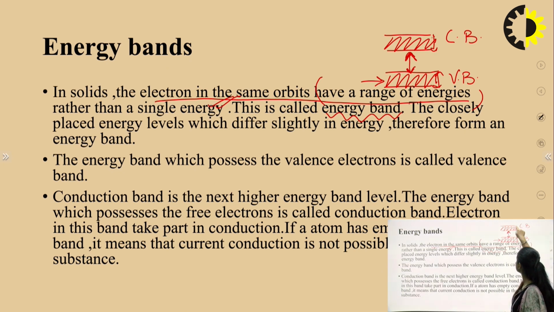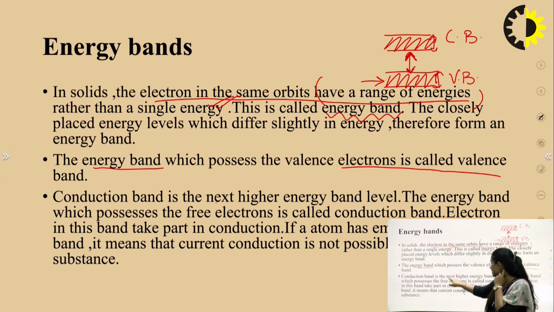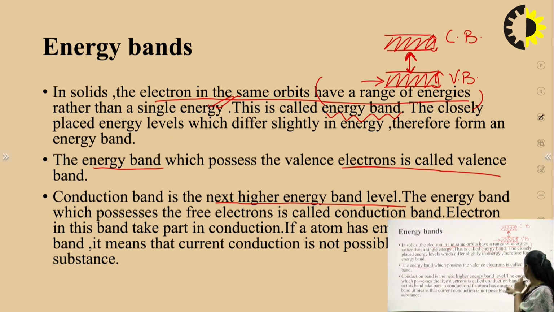This is an energy band, conduction band. The energy band which possesses the valence electrons is called the valence band, and the energy band which possesses the conduction band electrons is called the conduction band. Conduction band is the next higher level energy band. The energy band which possesses the free electrons is called the conduction band. Electrons in this band take part in conduction.